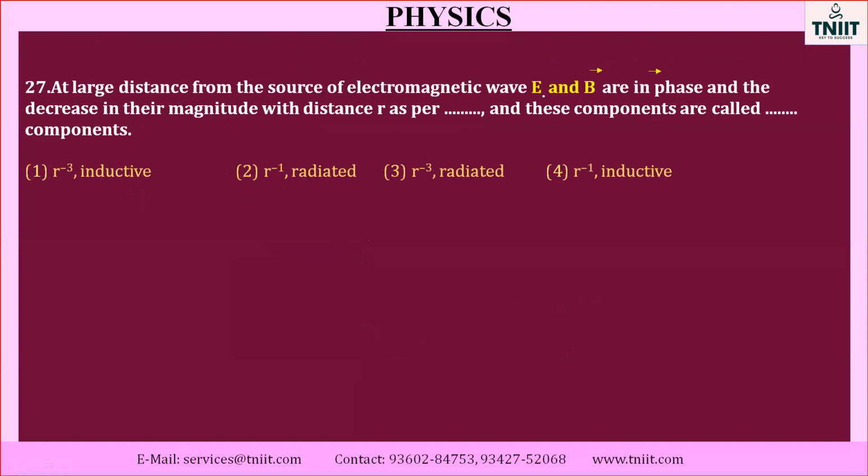At large distances from the electromagnetic wave, if you decrease the distance, these components are called as what? In the case of an electromagnetic wave, the decrease in the magnitude with distance is inversely proportional, and the electromagnetic waves are radiated. So option 2. It's a theoretical based question.